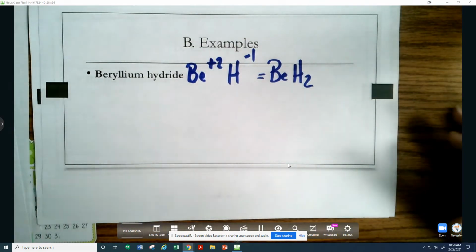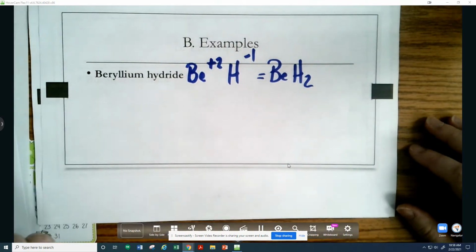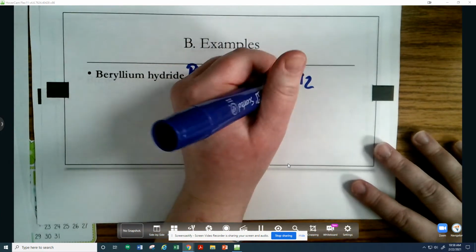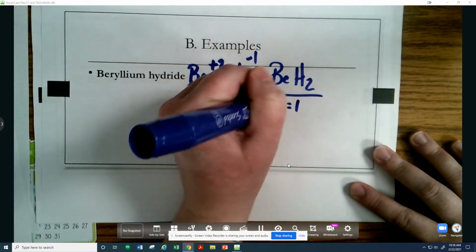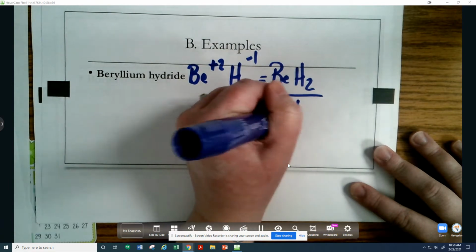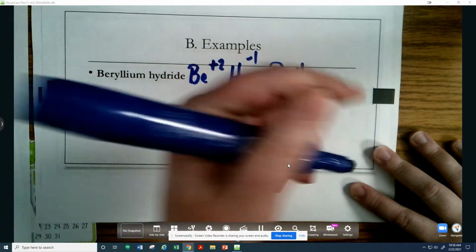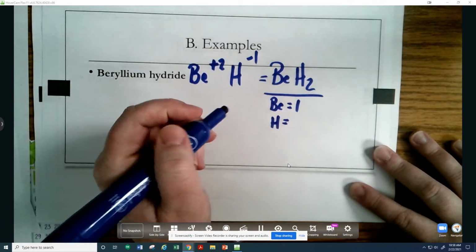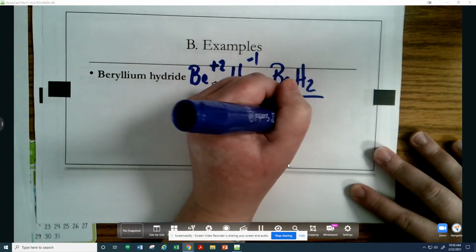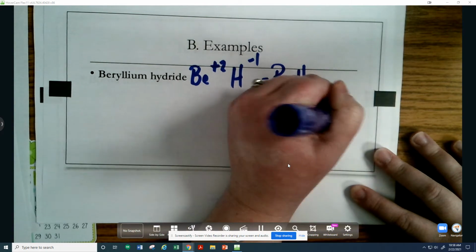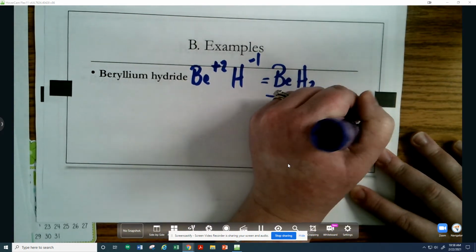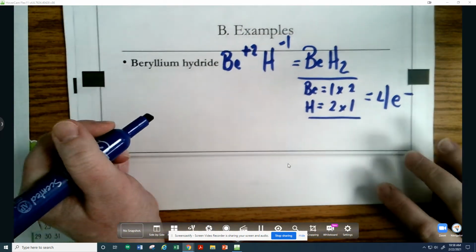The next thing we need to do to make a Lewis structure is we need to know the valence electron total. So beryllium, we have 1 beryllium in the formula. And hydrogen, we have 2 of them. Beryllium has 2 valence electrons. Hydrogen has 1. So our grand total here is 4 total valence electrons.